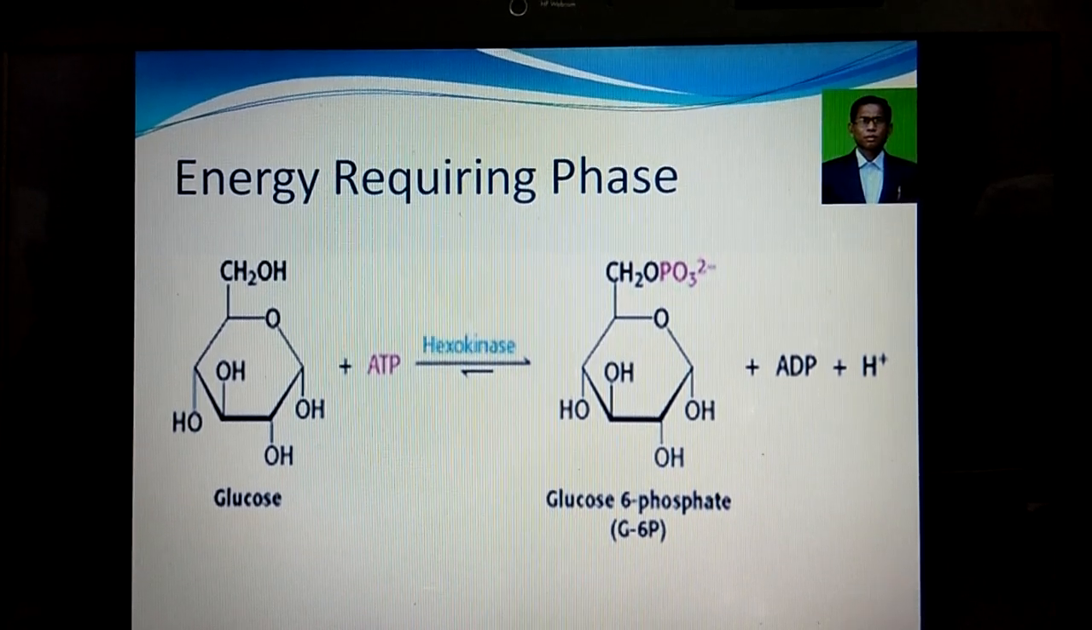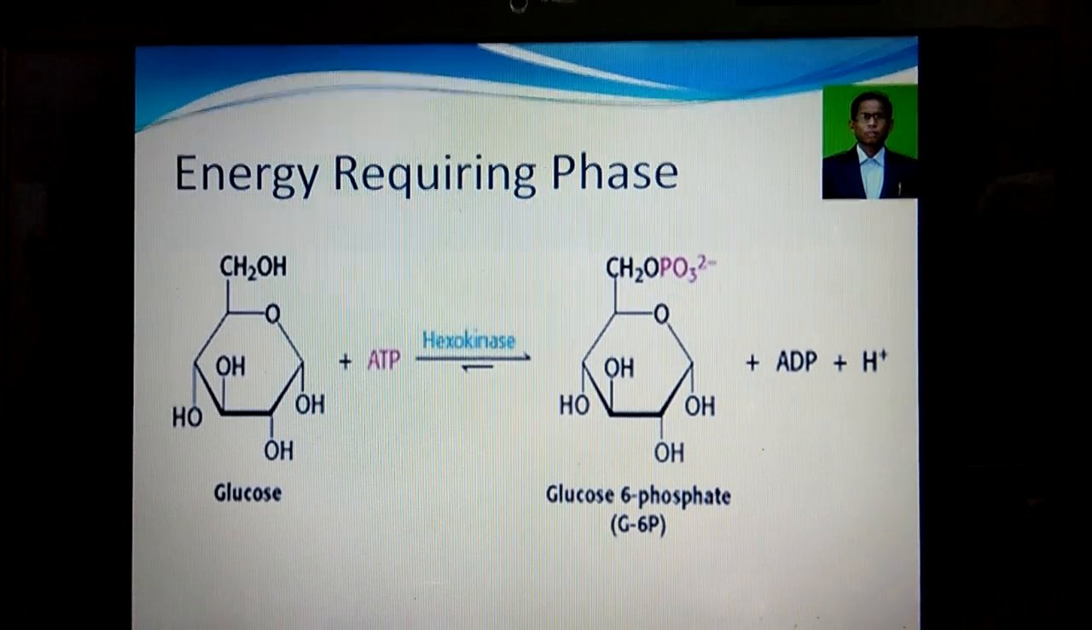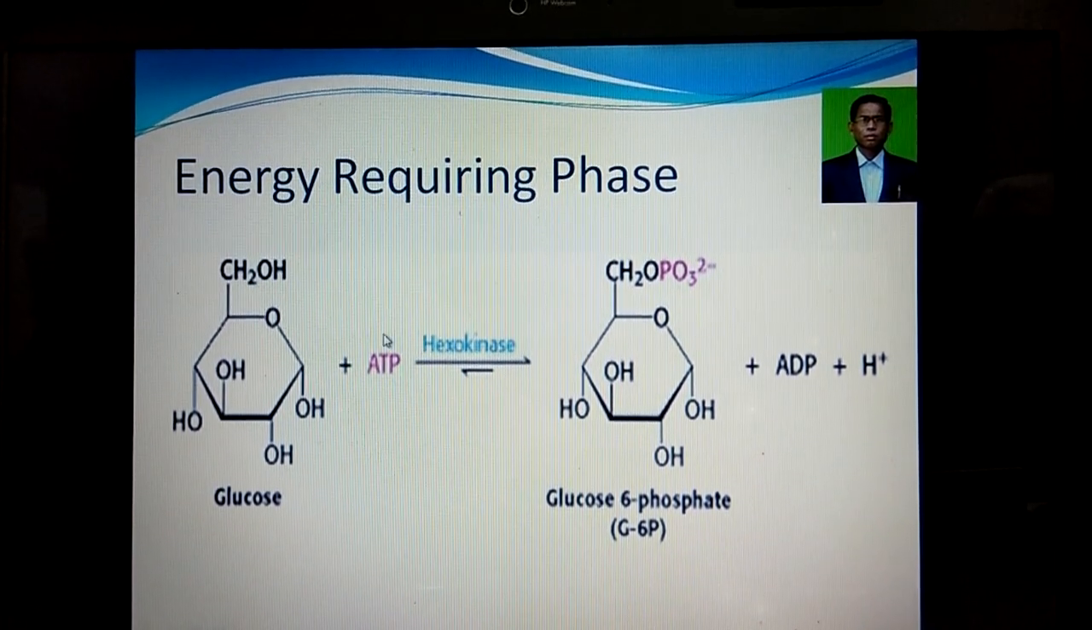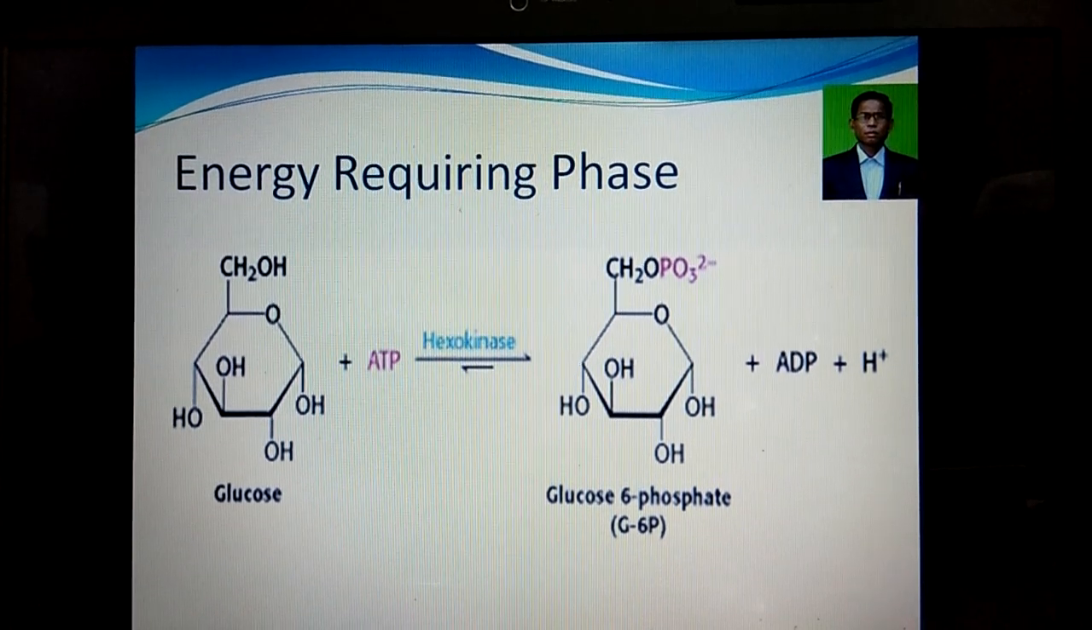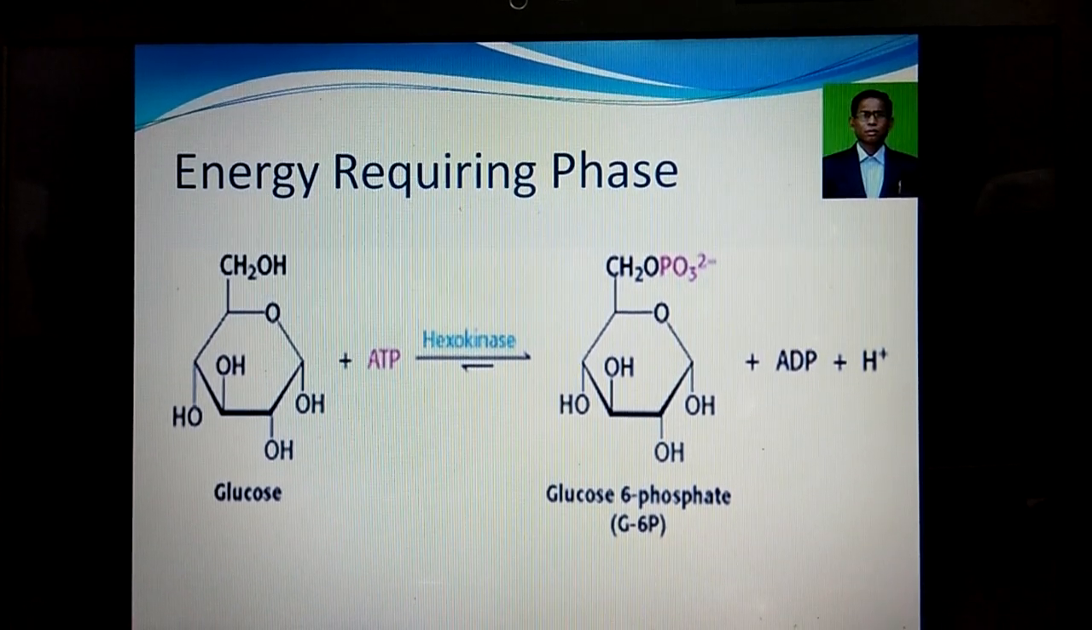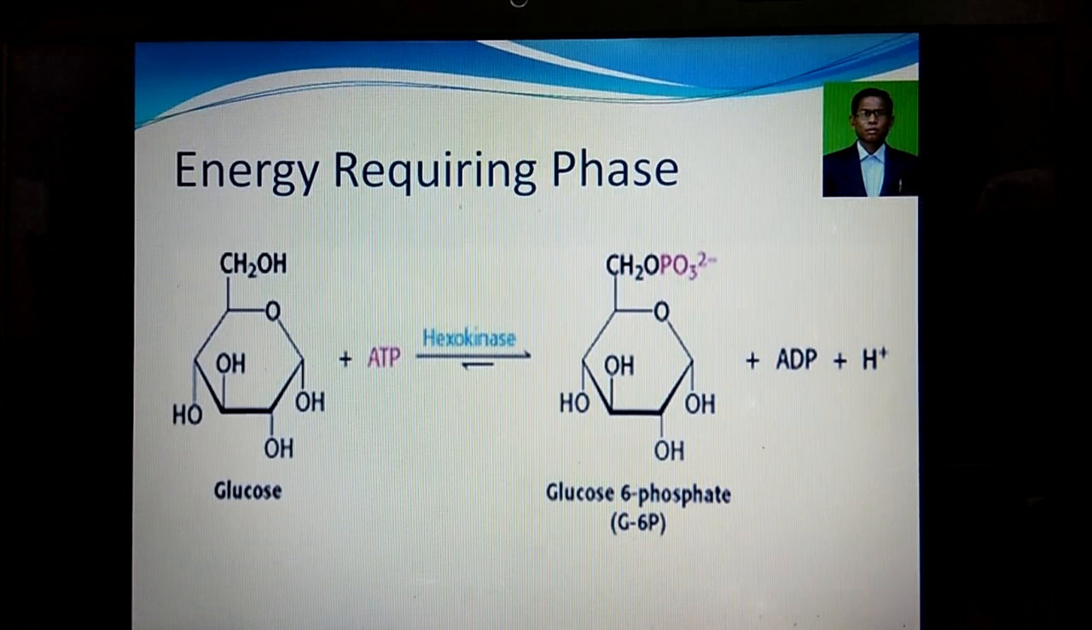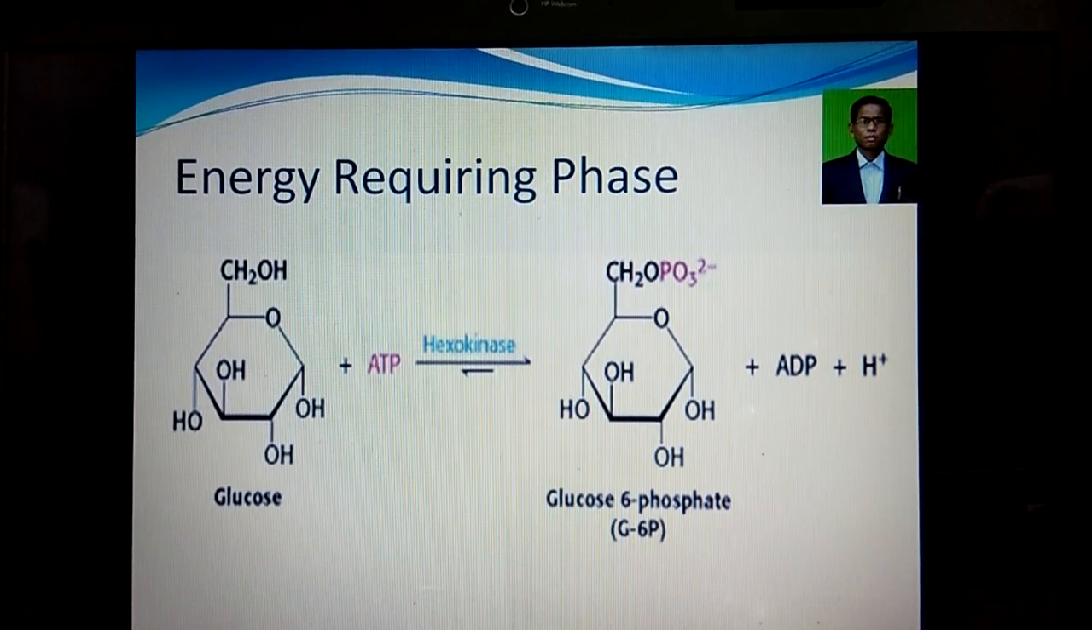In the first reaction, glucose is phosphorylated to glucose 6-phosphate by ATP in the presence of hexokinase and magnesium ions. It is an irreversible reaction in most tissues. However, liver and kidney tissue contain a specific enzyme called glucose 6-phosphatase for the reversal of this reaction.